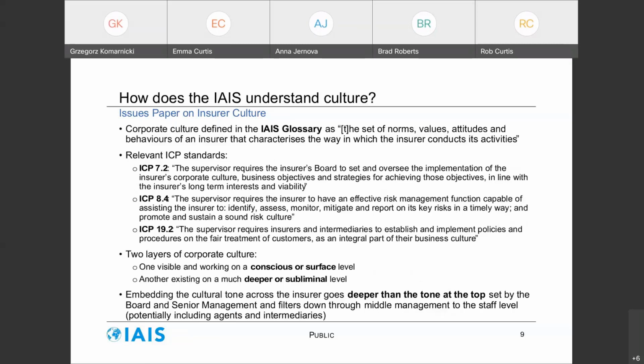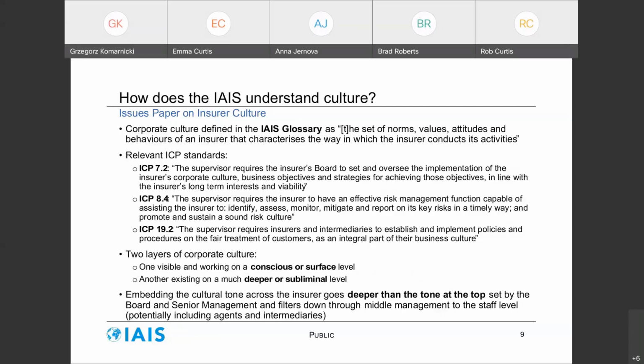So the next slide talks about how the IAIS understands culture, and this is within the context of insurers specifically. You can see the definition here from the IAIS glossary and the most relevant ICP standards, which were taken as a starting point when we drafted the paper.